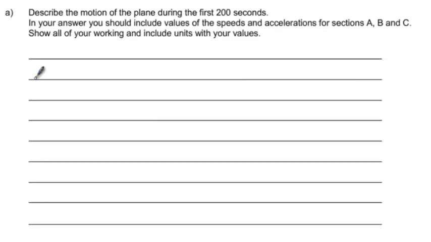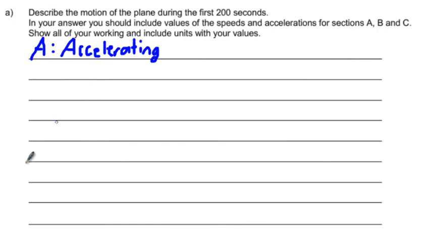Okay, so what is the question asking us? 2a. Describe the motion of the plane during the first 200 seconds. In your answer you should include values of the speeds and accelerations for sections A, B and C, and show all your working and include units with your values. So in part A, the plane must be accelerating.